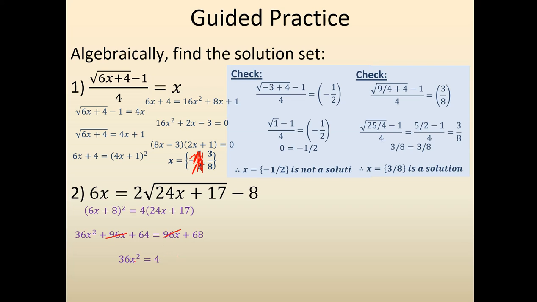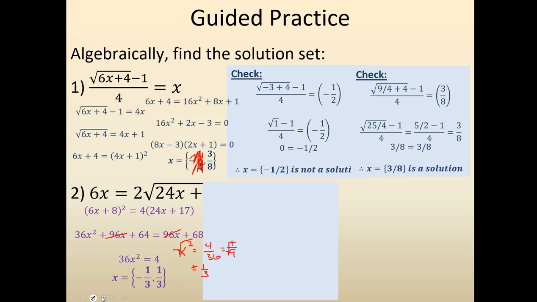Divide both sides by 36, and you end up getting x squared equals 4 over 36, which simplifies to 1 over 9. When you take the square root of x, you get plus or minus 1 over 3. So that's where this negative 1/3 comes in. Again, we're going to check our solutions.